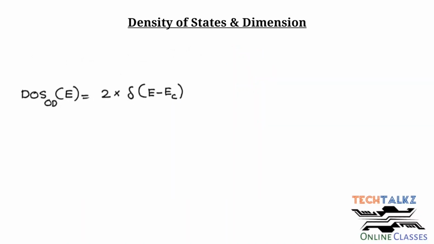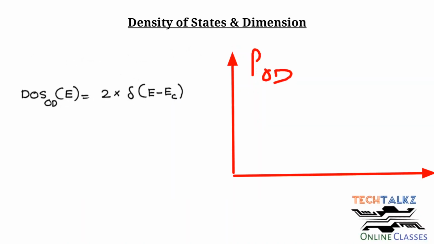And in 0 dimensions, the density of states function is a delta function. It is not continuous, but it will be a series of peaks. It is represented by the delta function.